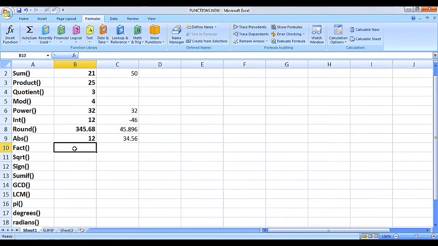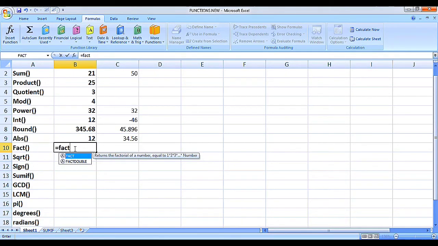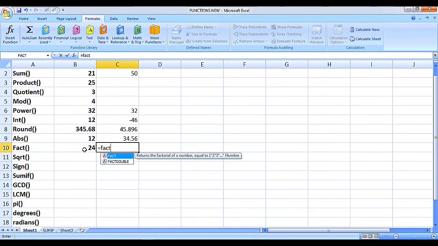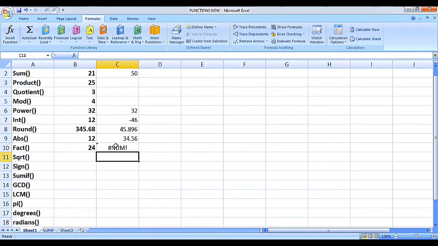Next one, fact. This function is used to find factorial of a number. Factorial of a number is 1 into 2 into 3 up to the number. For example, factorial of 4 is 1 into 2 into 3 into 4. The answer is 24. While calculating factorial, you should not write negative numbers because factorial of negative numbers are not defined. Therefore, it will generate error. Let us discuss about these error or error codes in our upcoming videos.